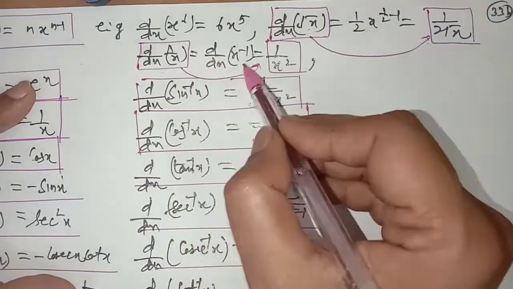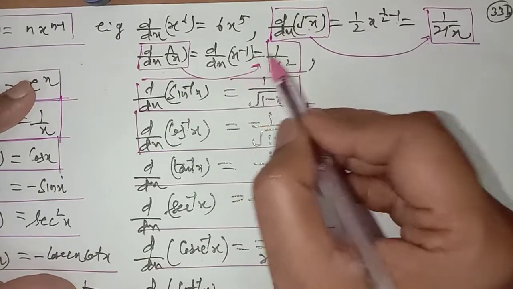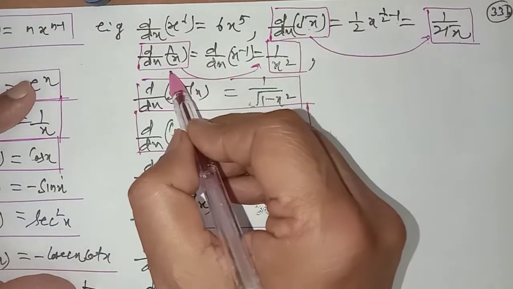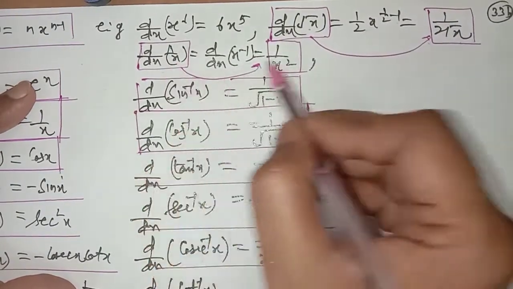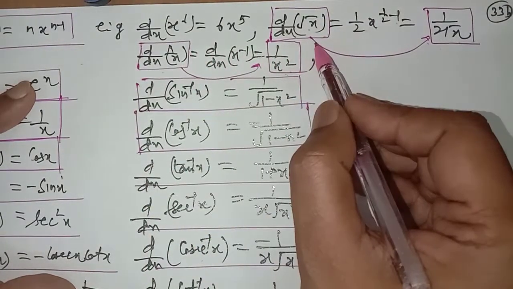Similarly, for 1 upon x, you can write x to the power minus 1. When you use the formula n x to the power n minus 1, you get minus 1 upon x square. Here also you should learn the derivative of 1 upon x, which is equal to minus 1 upon x square. These you have already done in your class 11th.